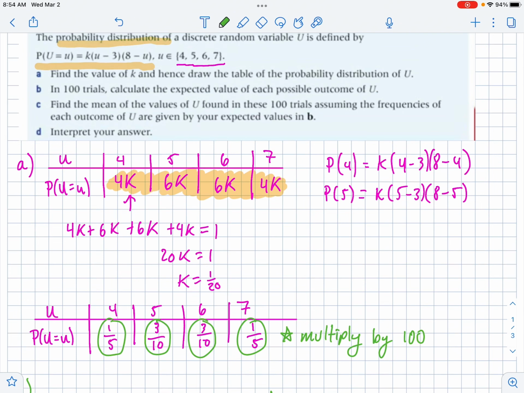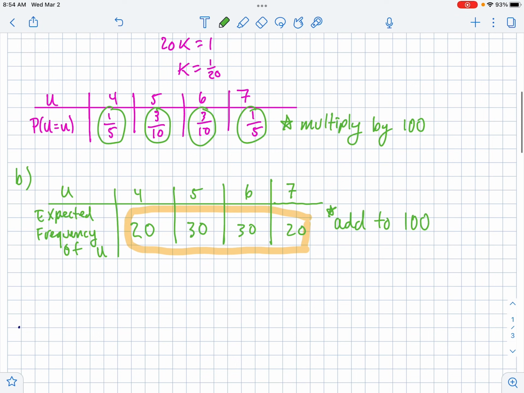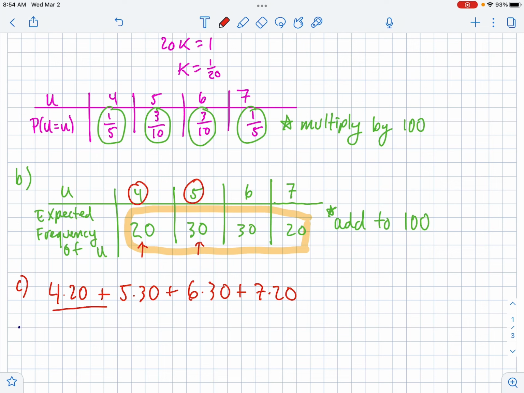C, find the mean of the values of u found in these 100 trials, assuming the frequencies of each outcome of u are given by your expected values in B. So, the way you find this mean is kind of similar to how we found a mean back in one of our stats units, where if there's 20 times that you get a 4 and 30 times that you get a 5, if we're going to find the mean, then we would multiply each of those numbers. So 4 times 20 plus 5 times 30 plus 6 times 30 plus 7 times 20. And then we have to divide by how many there are, which we already know that there's 100 trials. So what this means is that 5.5 is the average. I mean, what are we calling it? Yeah, this is the mean.